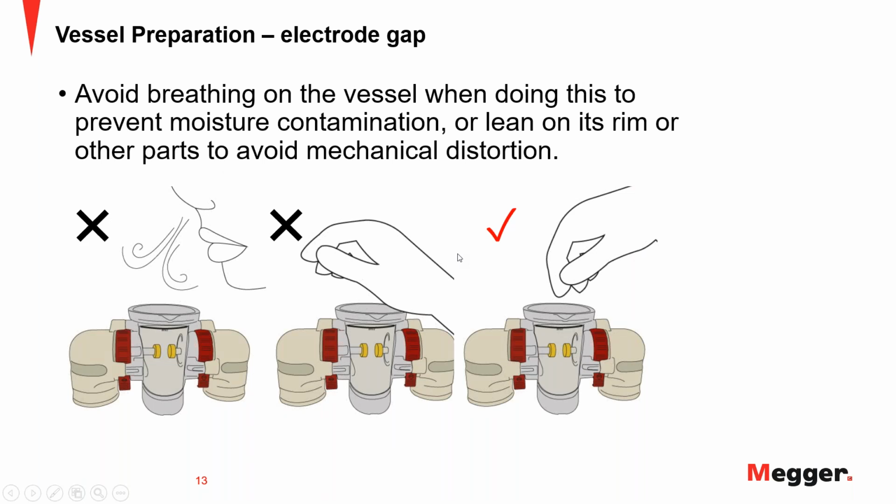And another important point to remember here is when you're actually doing this, try and avoid breathing near the vessel, because this can also introduce moisture, which is a contamination for the dielectric breakdown test. Also avoid leaning on the rim or any of the other parts of the vessel, because this could potentially cause mechanical distortion. So the proper way to do this is to hold the gap gauge as we showed previously, and try not to touch or lean on or breathe on any part of the vessel when actually doing this.